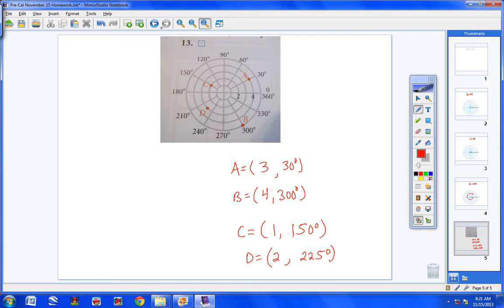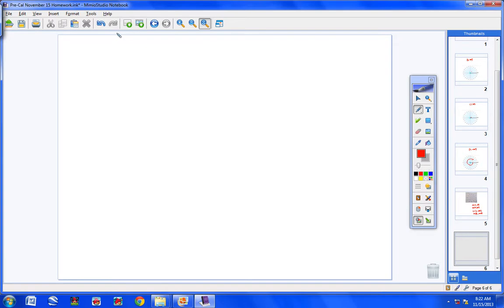Let's go ahead and move on now to number 17. Number 17, they want us to write this ordered pair in polar coordinates.